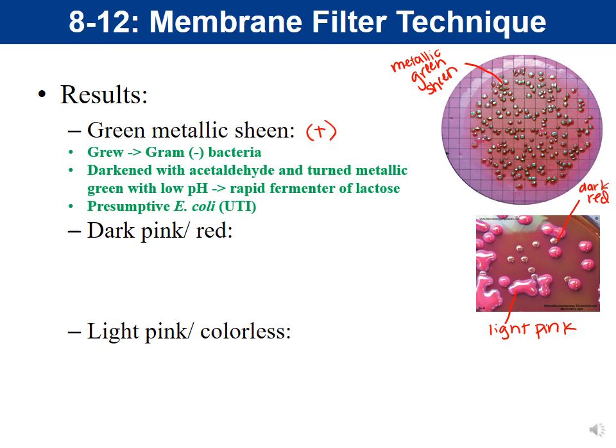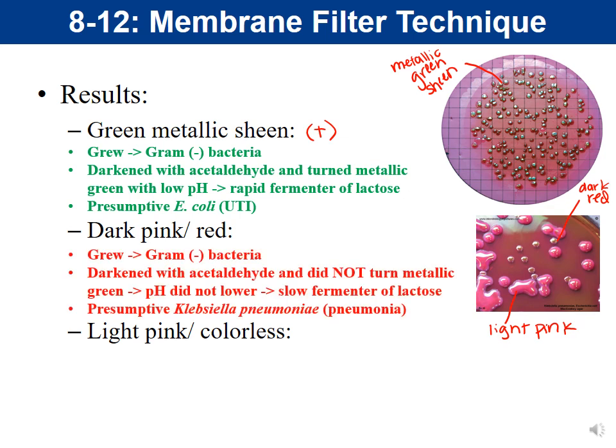And so if that's the case, right, they are slow fermenters of lactose, and that would be presumptive Klebsiella pneumoniae. And so Klebsiella pneumoniae would be the organism that would likely be. Can't say with 100% certainty, but it's presumptive Klebsiella pneumoniae. And Klebsiella pneumoniae is normally found in the gut. If it gets into the lungs, however, it causes pneumonia.